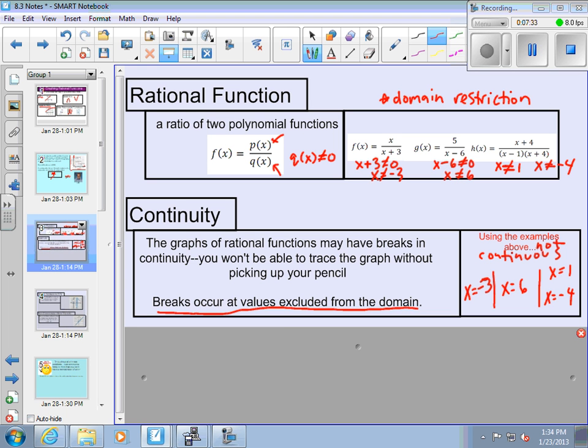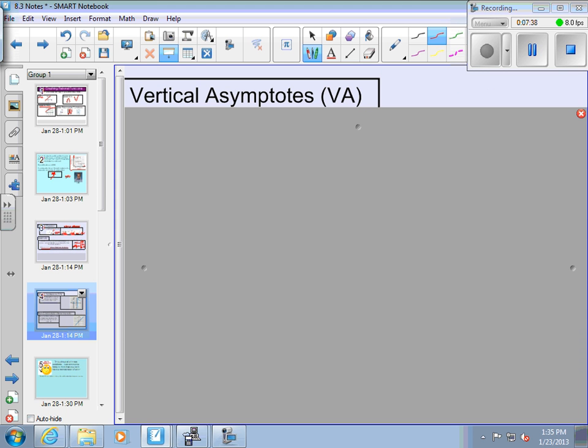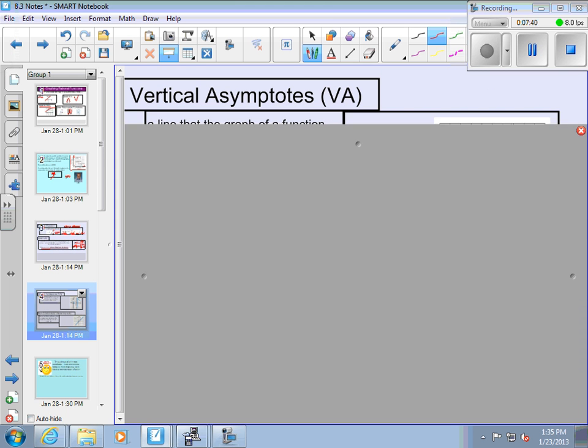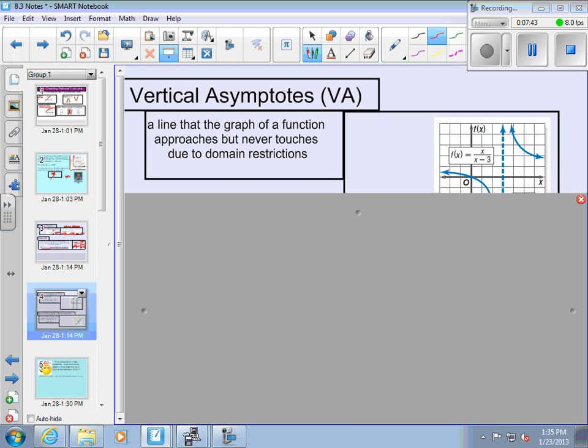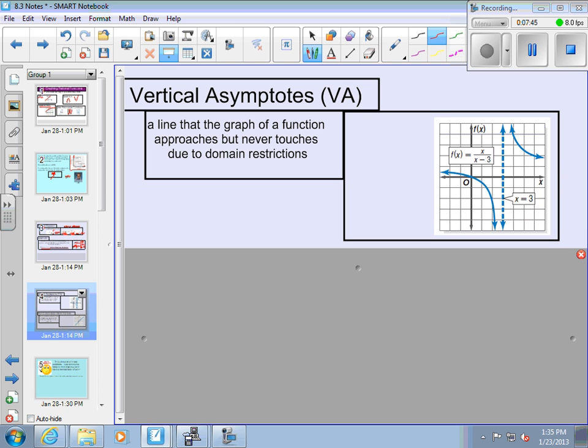Okay, well, if it's not continuous, what happens there? One of the things that might happen where that breaks the continuity is what's called a vertical asymptote. A vertical asymptote is kind of like an imaginary line that our graph has that our actual function is going to get very, very close to but not touch. So it's a line that the graph of a function approaches but never actually touches due to domain restrictions.